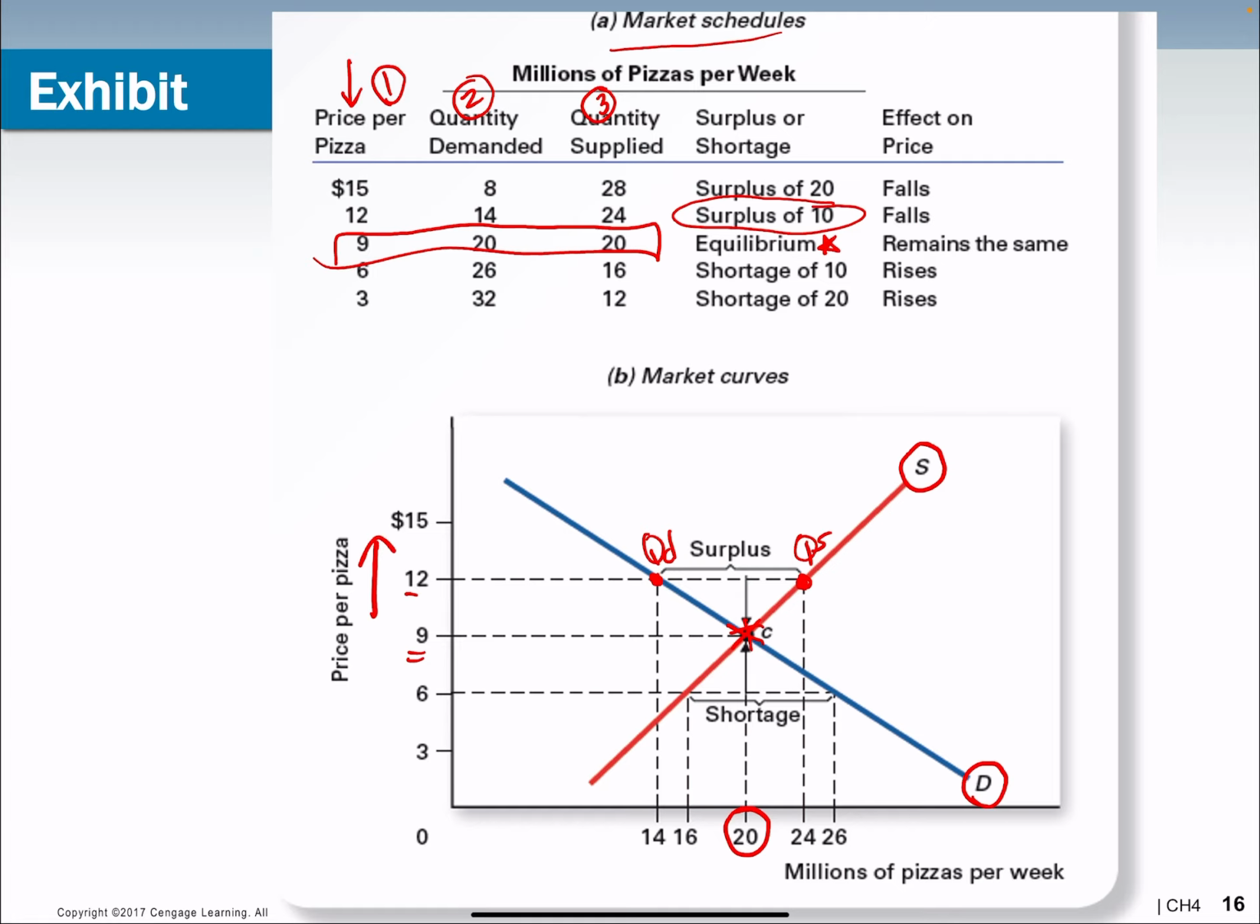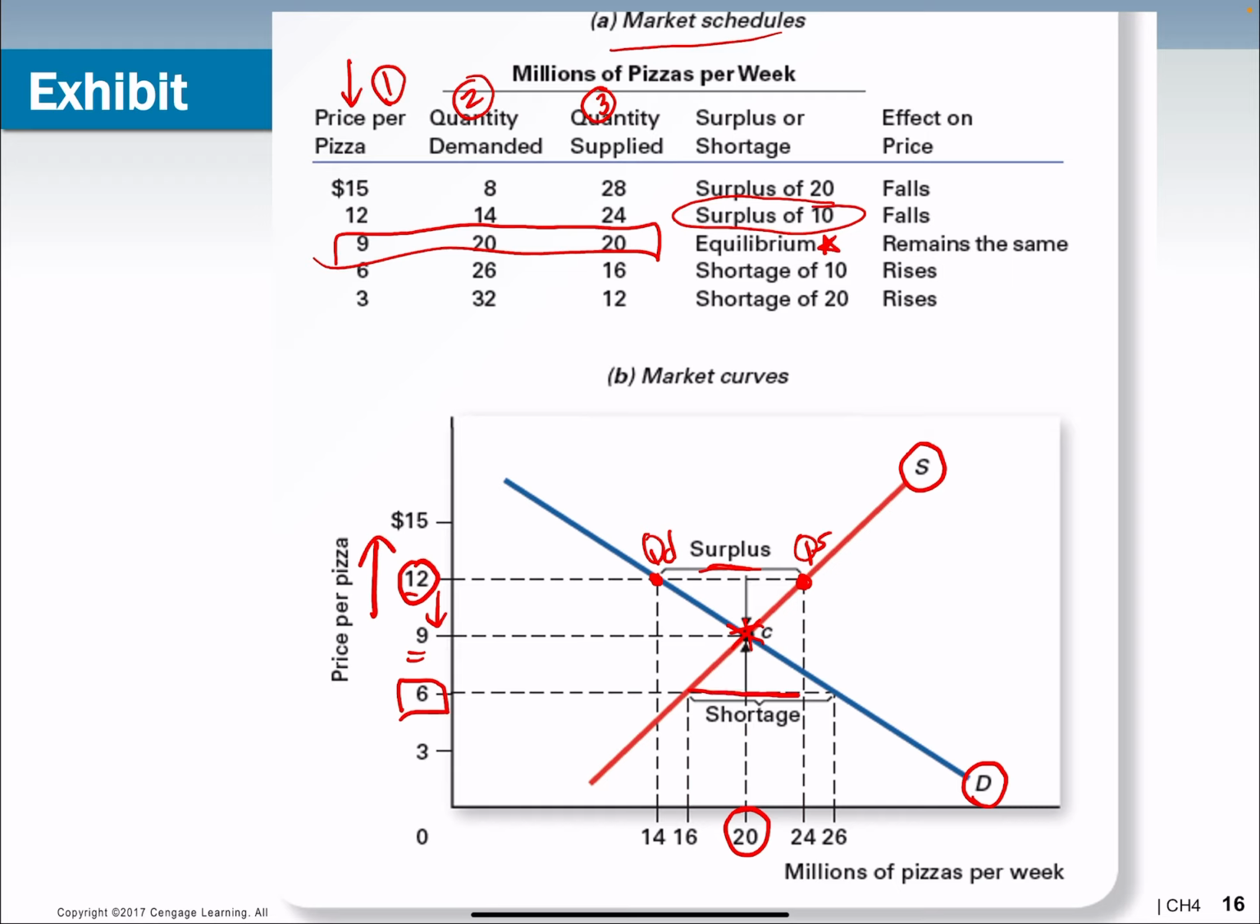So this is how our markets operate. This is what Adam Smith was talking about when he said we would have these invisible hands, these unseen forces that would push resources to their optimal use. Because what a surplus signals to price is, price, you are too high. So if price were $12, the fact that we have a surplus signals to the market that price needs to drop.